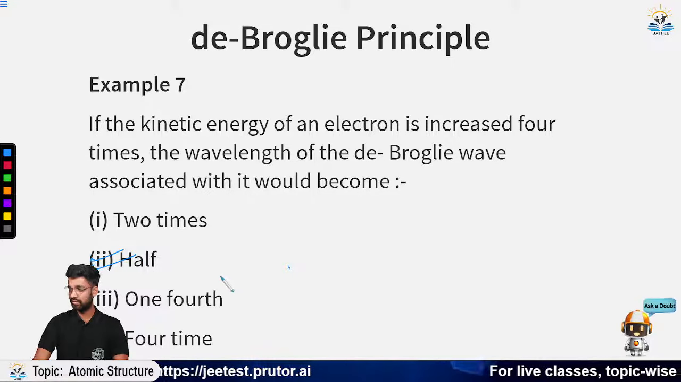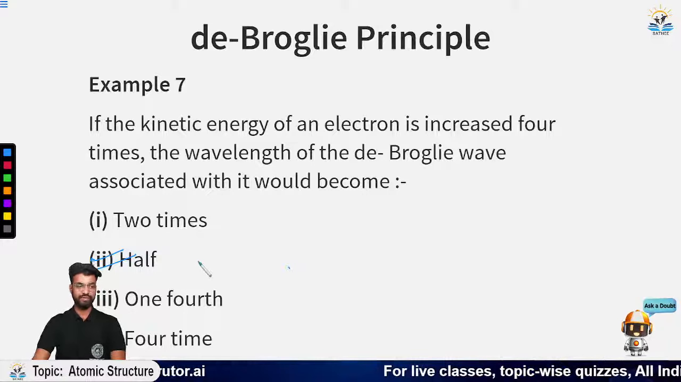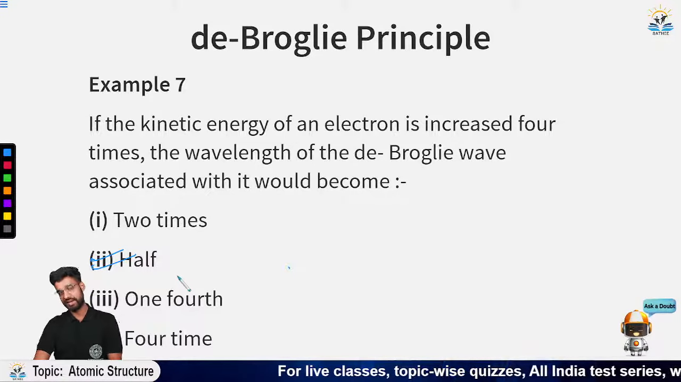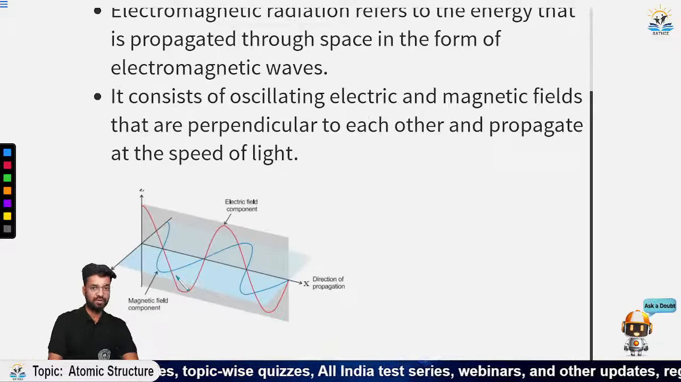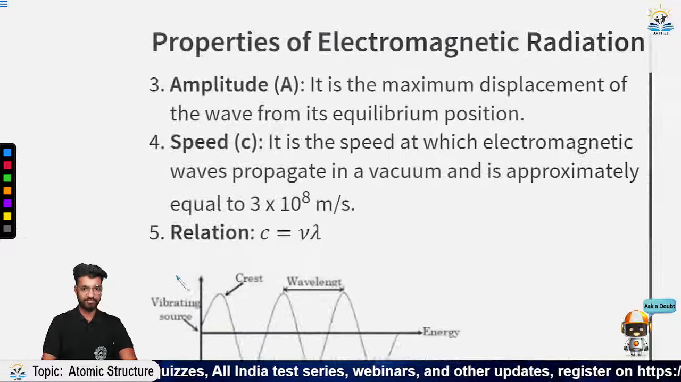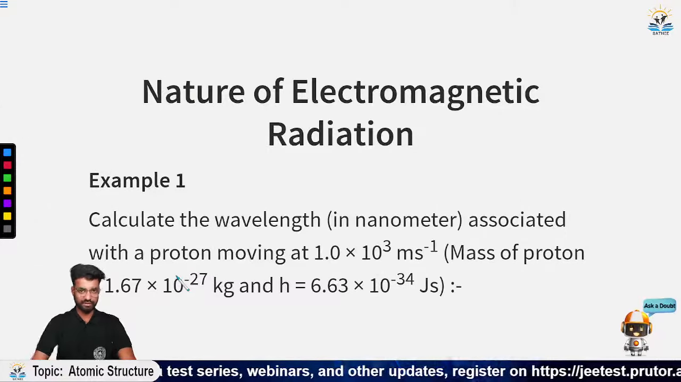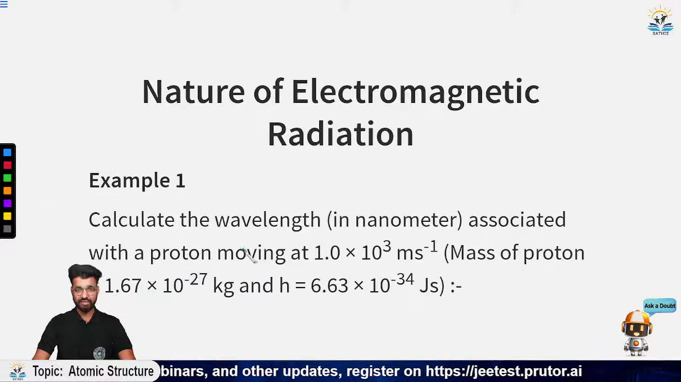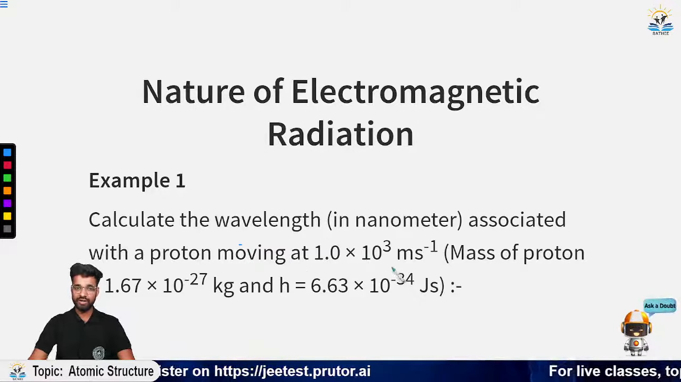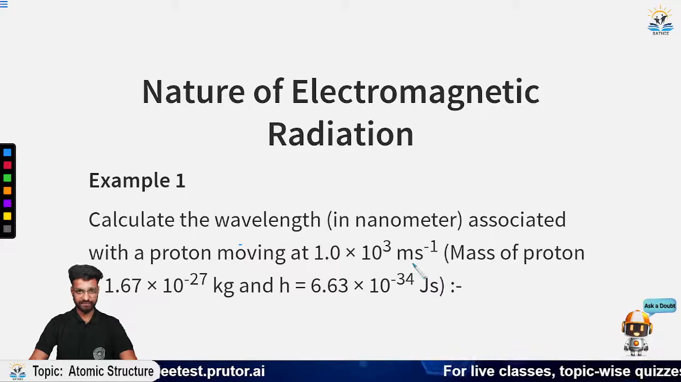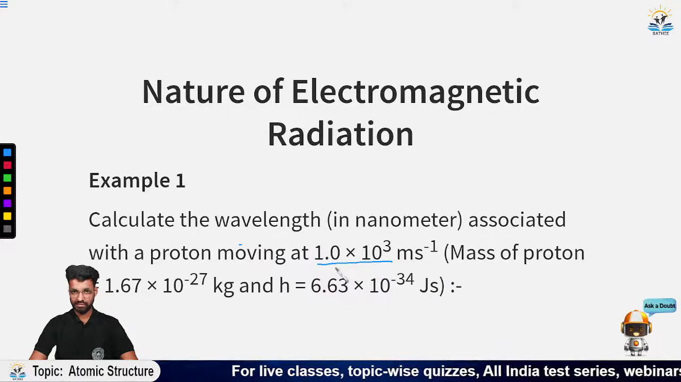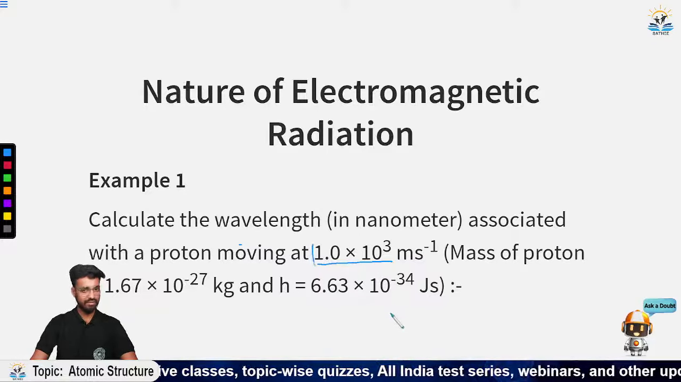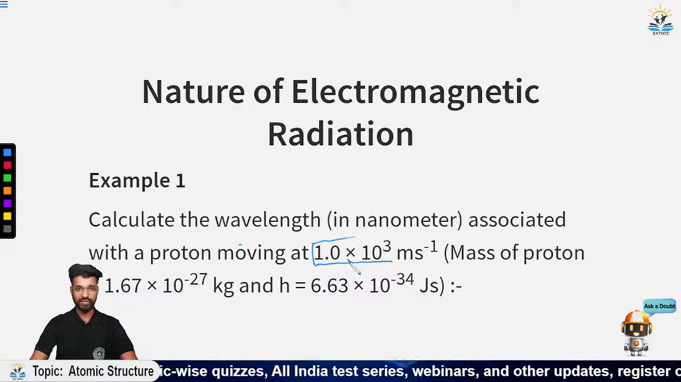Okay, so this was for today's class. One question we saw earlier in the previous slide, and I said we would solve it at the end of the class. So this was the question: you have to calculate the wavelength associated with a proton that is moving at 1.0 times 10 to the power 3 meters per second, and the mass and h are given. So this is the speed, and we have to calculate lambda.